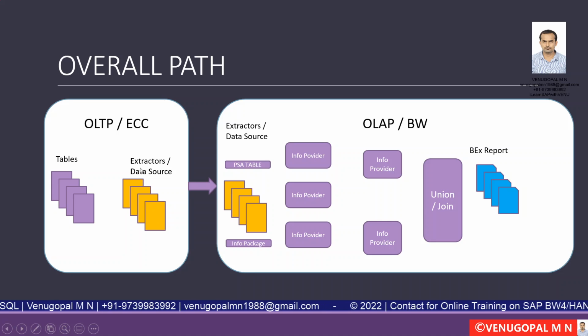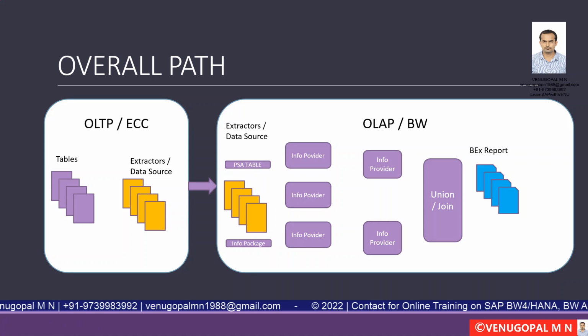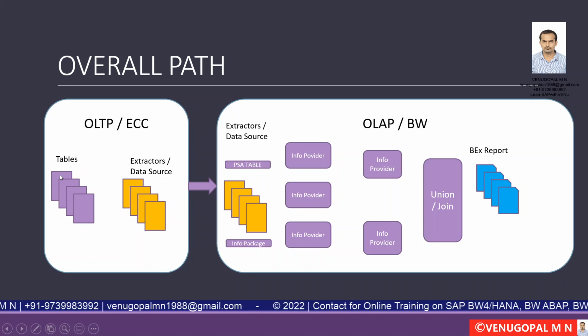Let's not go into detail. Let us understand only at a high level. I will build a data source based on tables or data from the tables. I'll mix and match the table content. I will generate a data source. Once I create a data source, to bring that data source from ECC or source system to BW, I have to replicate the data source.